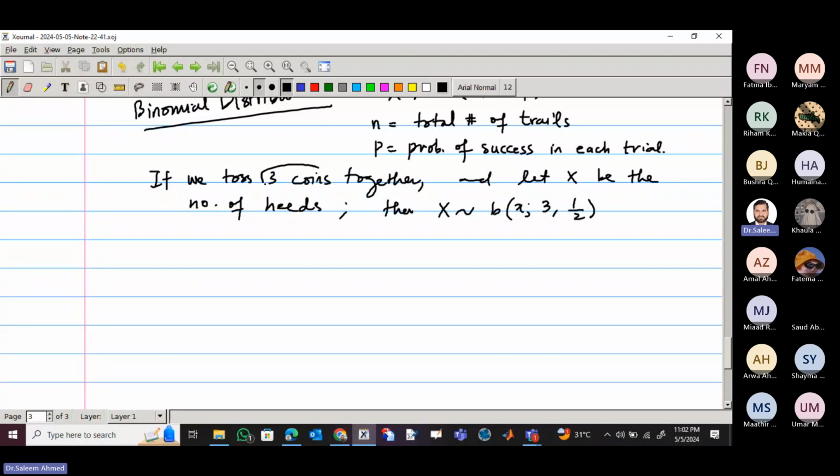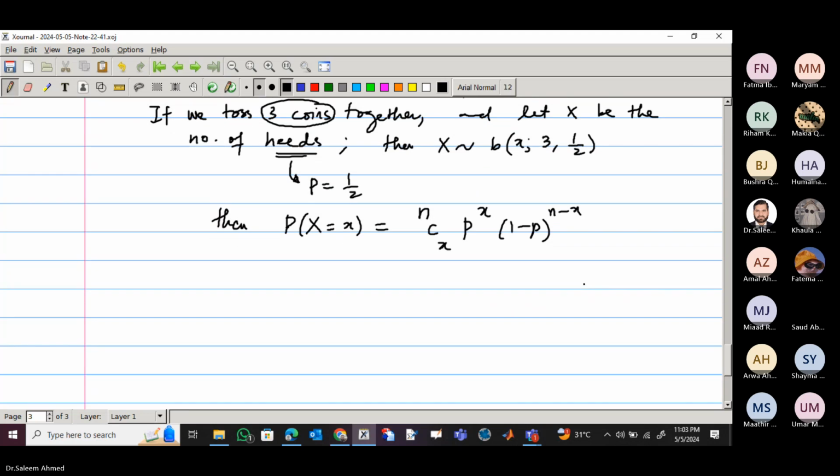Why? Because we are tossing 3 coins, so n is 3, and because we are treating heads, so probability of head in one trial is 1/2, right? So this is your binomial distribution. That's how you can recognize n and p. You need number of trials, p the success probability. Now, if they ask you what is the probability of x, taking a small x, it is nCx p to the power x, 1 minus p to the power n minus x. And x goes from 0, 1 to n.